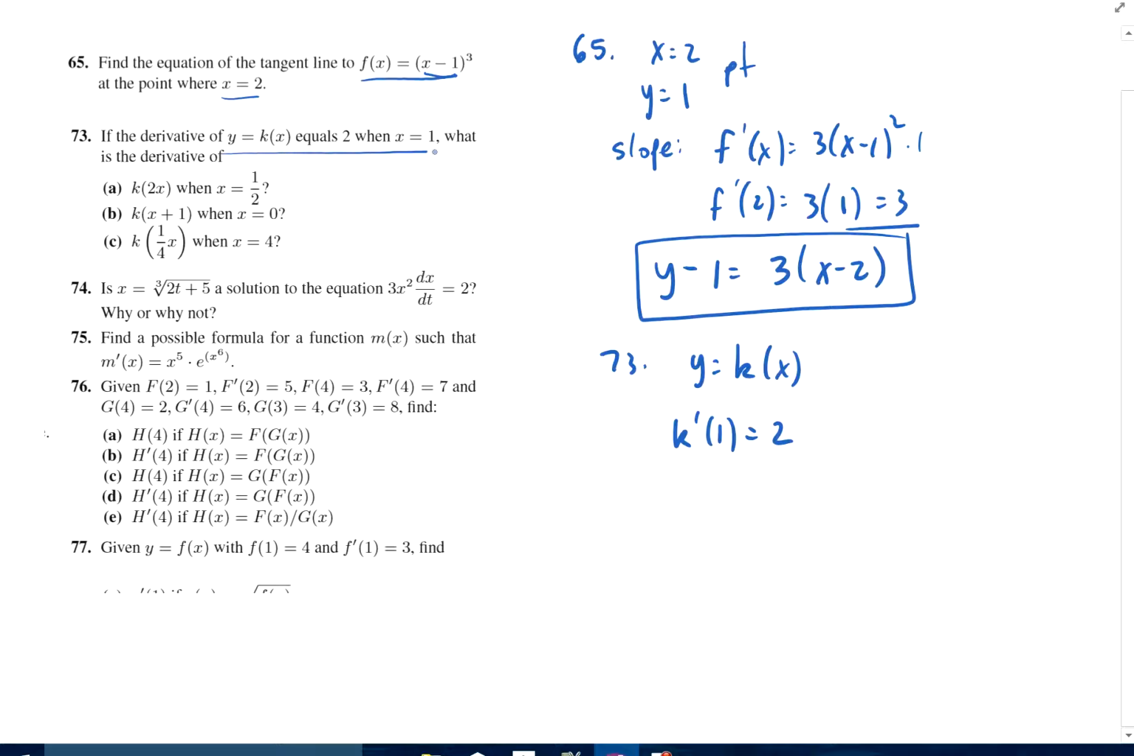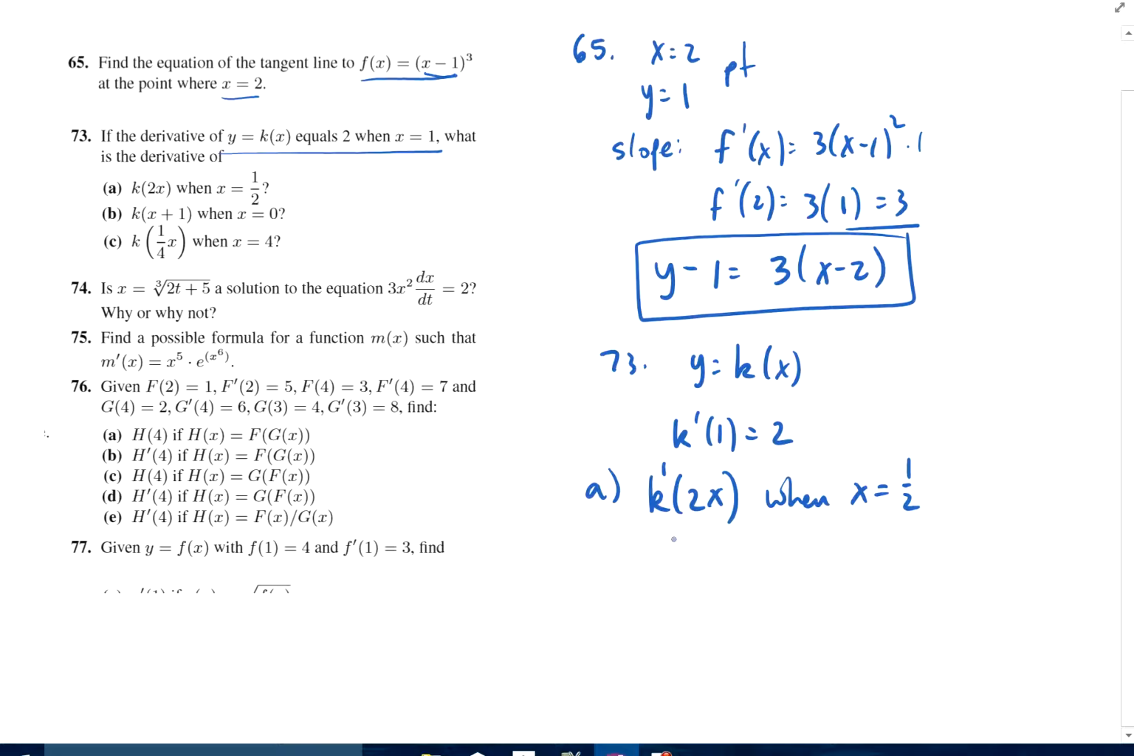The derivative is 2 when x is 1. So we want to figure out things like this. What is k of 2x? Or the derivative. K prime of 2x when x equals 1/2.